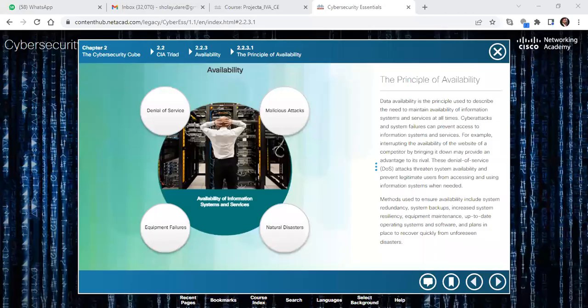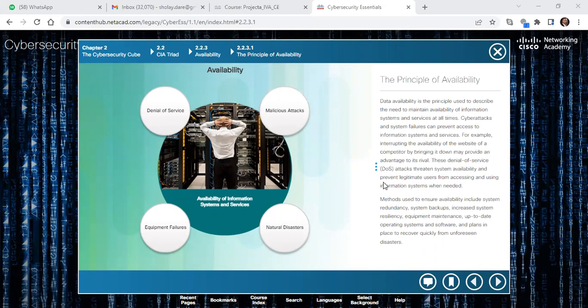Okay, good afternoon, everyone. We'll continue from where we stopped the last time, and talk about the principle of availability. Data availability is the principle used to describe the need to maintain availability of information systems and services at all times. Cyber attacks and system failures can prevent access to information systems and services.